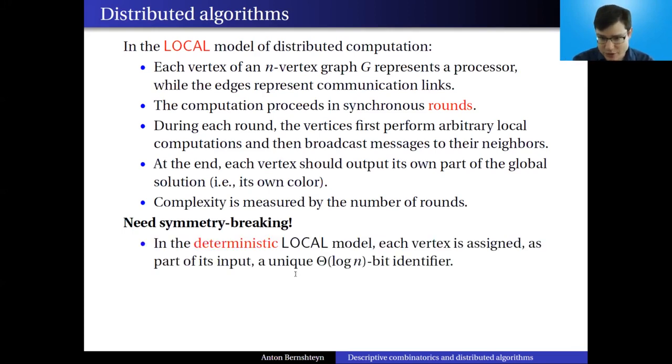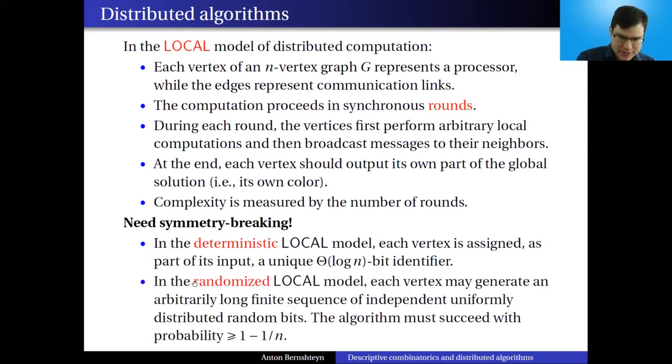In the deterministic version of the model, the vertices are distinguished by identifiers. So every vertex is given, and knows initially, an identifier, which is just a sequence of bits of length proportional to log n, and it's guaranteed that these identifiers are all different. The algorithm has to work correctly regardless of what the identifiers actually are, as long as it's guaranteed that they're all distinct.